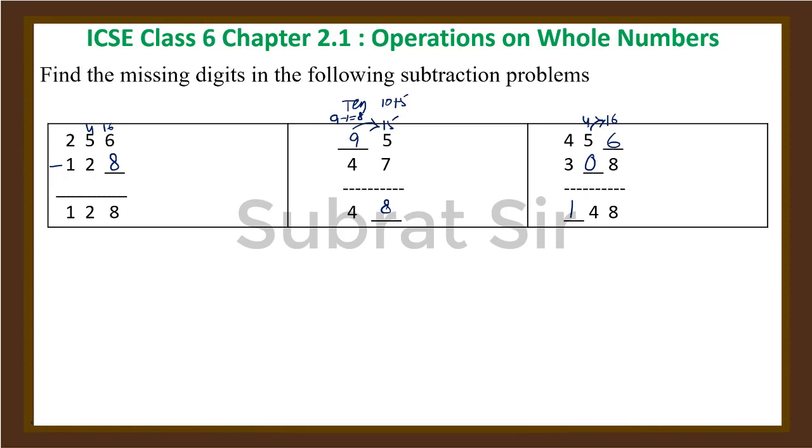Again, I will clarify. See, here 8 is there. So from which number, if we subtract 8, then 8 will remain? Naturally 16. But 16 we can't write here. Here only one digit we can write. So we are writing 6. And this 1 definitely we brought from 5.